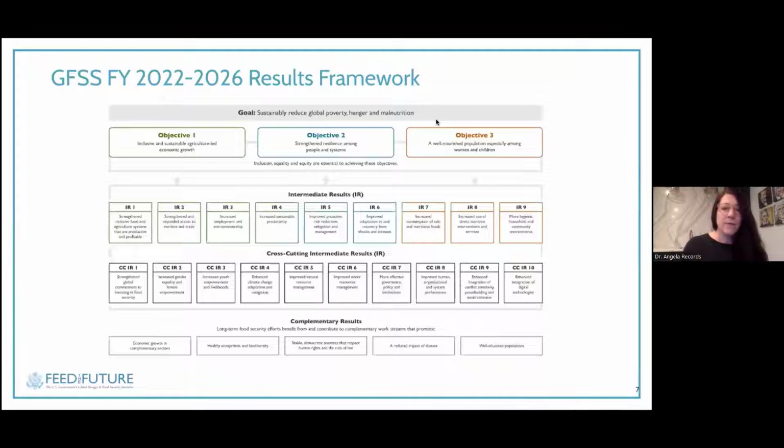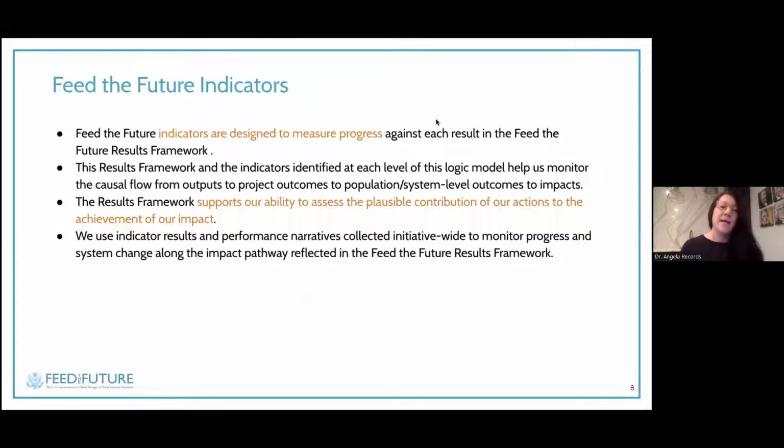To do that, the Feed the Future program measures success along the way using indicators. The Feed the Future indicators are what all of the programs that are receiving Feed the Future support have to report against. If you just Google Feed the Future indicators, there's a nice handbook that lists them all and explains what they are. Basically, this is the tool that we use to measure progress, and it is measured broadly against the Feed the Future results framework.